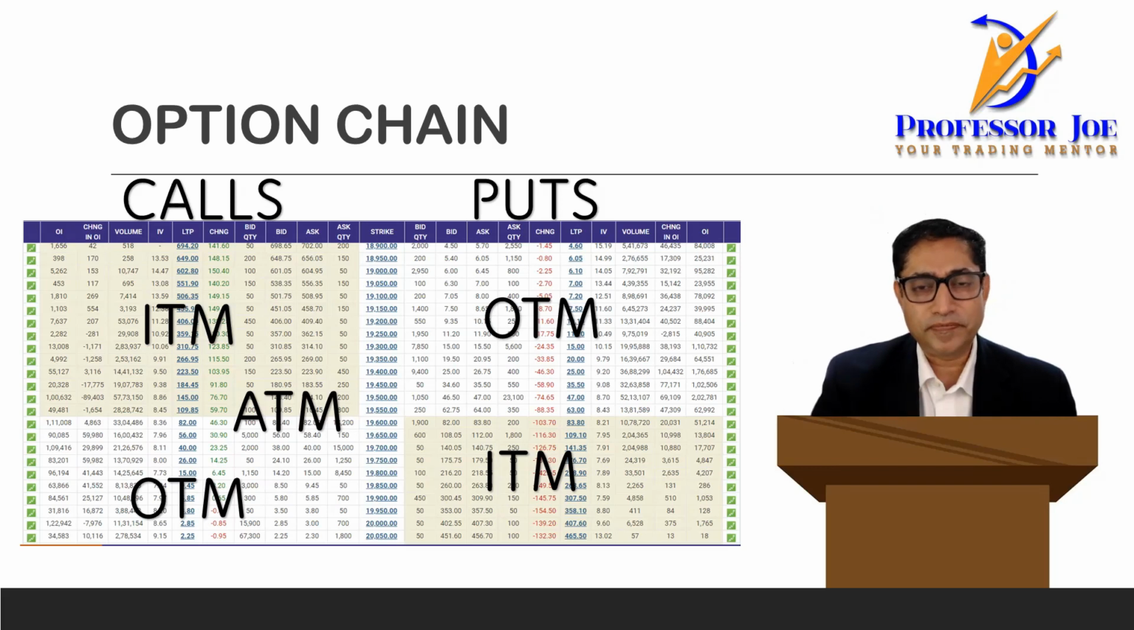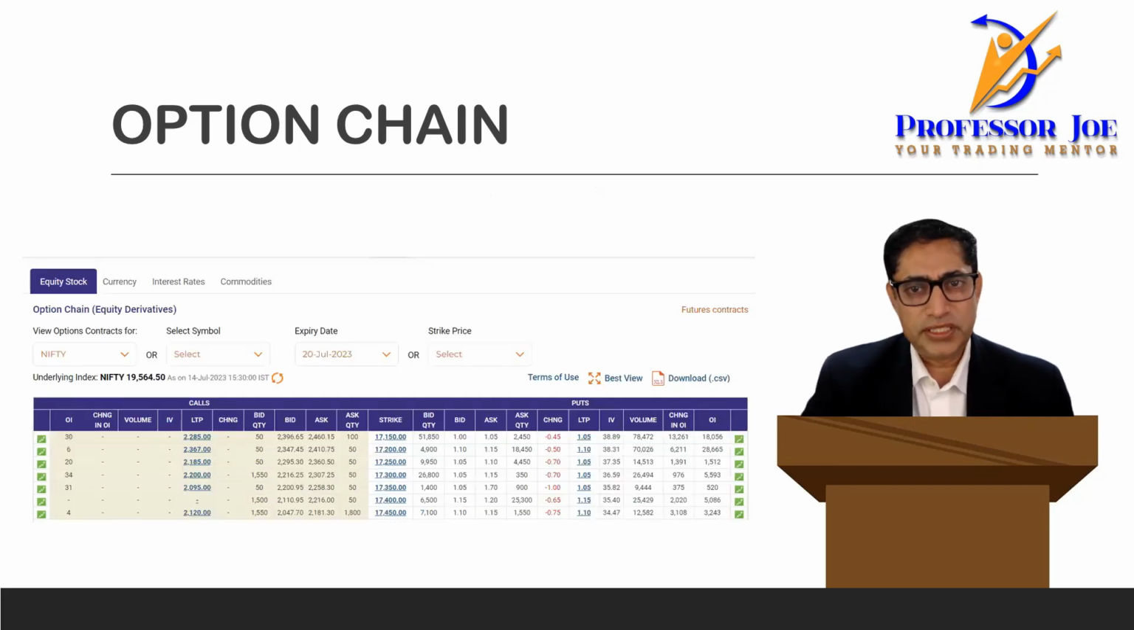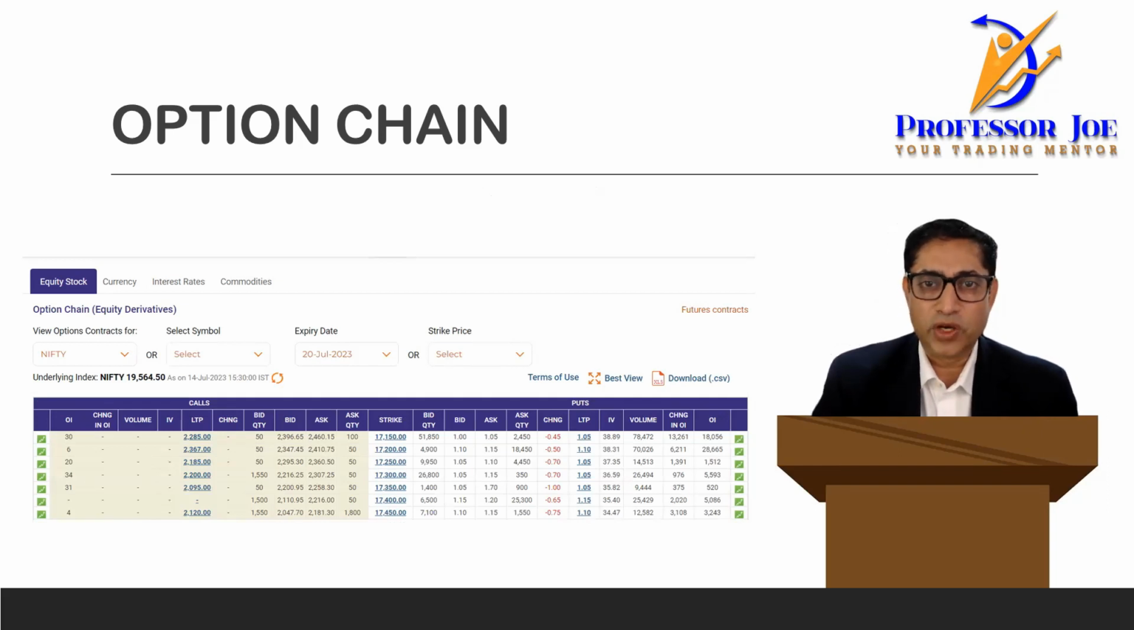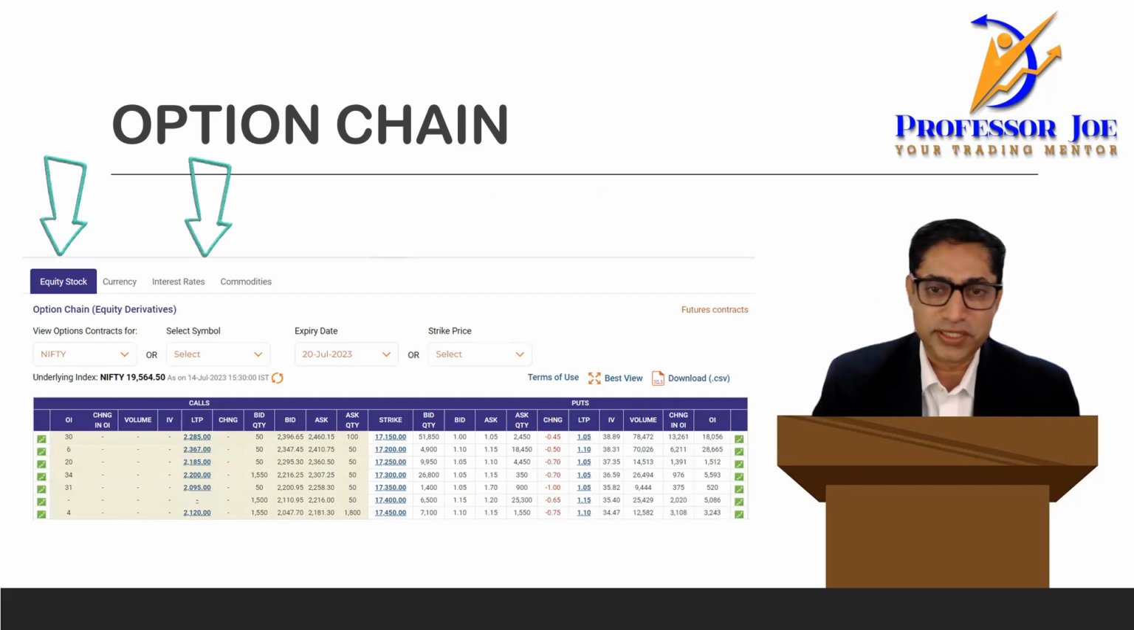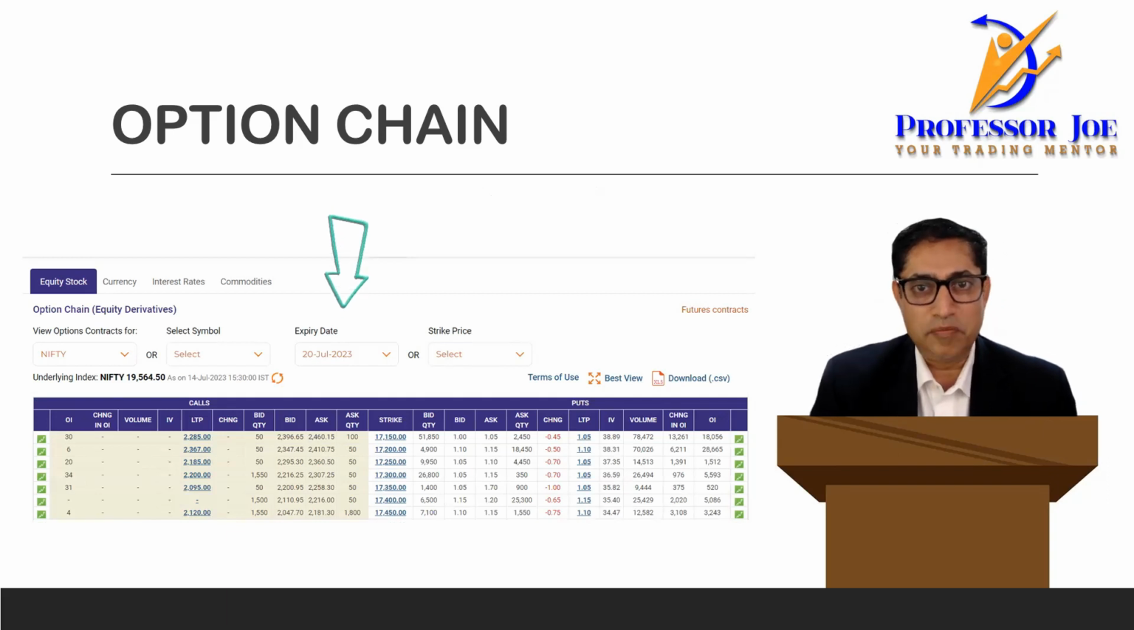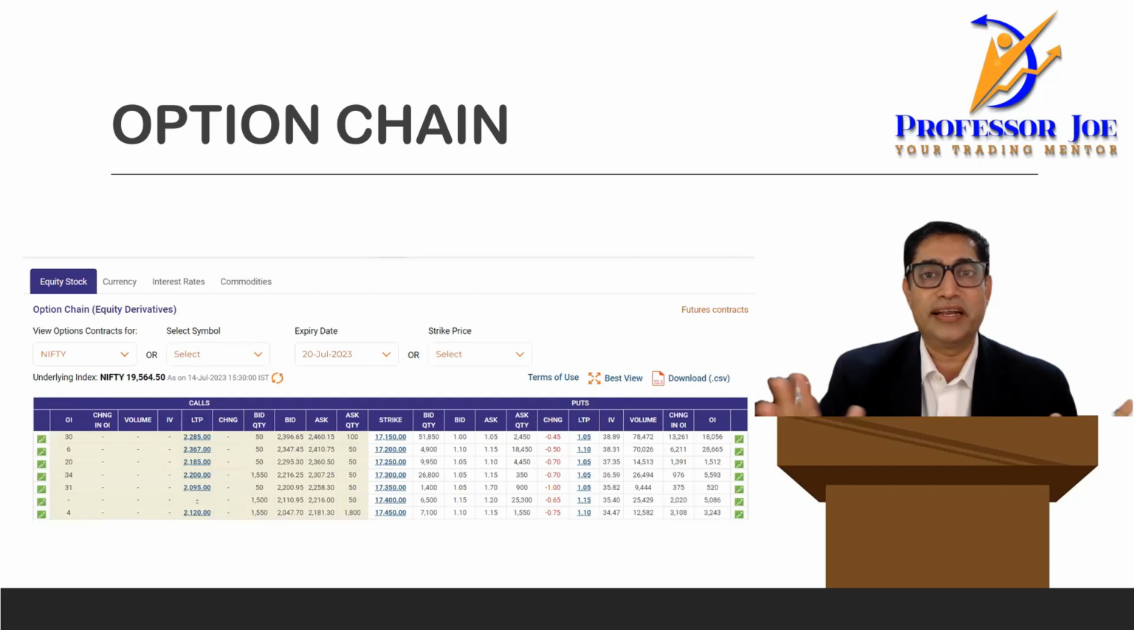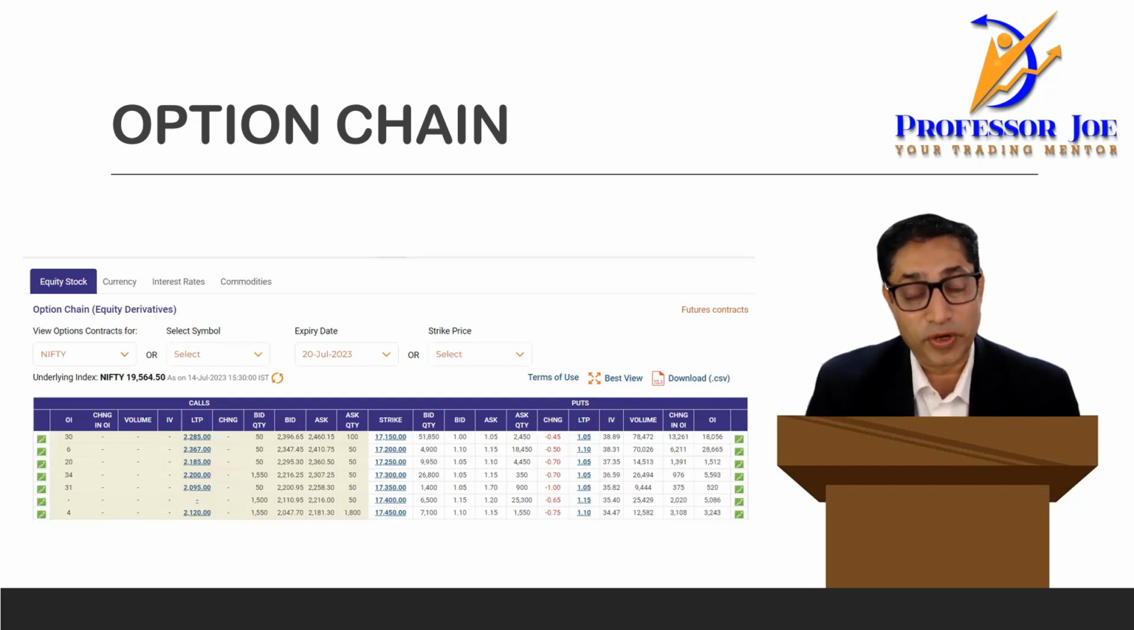Now let us see what some more information is given in an option chain other than ATM, ITM and OTM. Option chain is very easily available. You just have to Google it, you will get it. Because options can be traded in equity, currency, interest rate, commodities, all these options are available. Next, there are weekly and monthly expiry dates. So there are multiple options available, a wide range of financial instruments for you to trade.